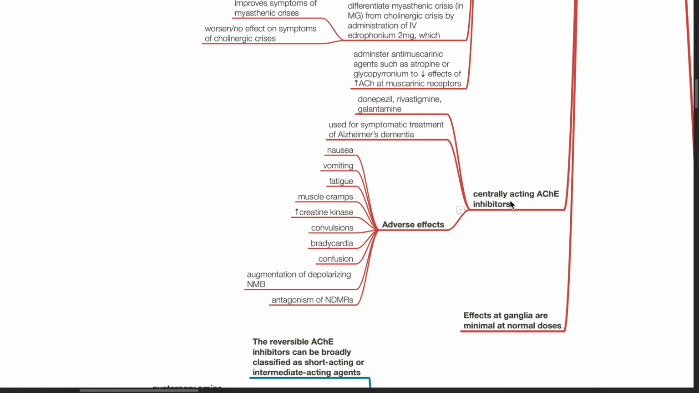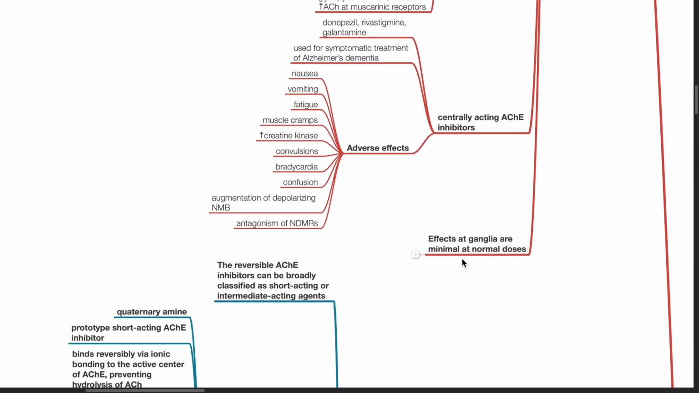Centrally acting acetylcholinesterase inhibitors such as donepezil, rivastigmine, and galantamine, used for symptomatic treatment of Alzheimer's dementia, have several adverse effects such as nausea, vomiting, fatigue, muscle cramps, increased creatine kinase, convulsions, bradycardia, confusion, augmentation of depolarizing neuromuscular blockade, and antagonism of non-depolarizing muscle relaxants. Effects of anticholinesterases at ganglia are minimal at normal doses.